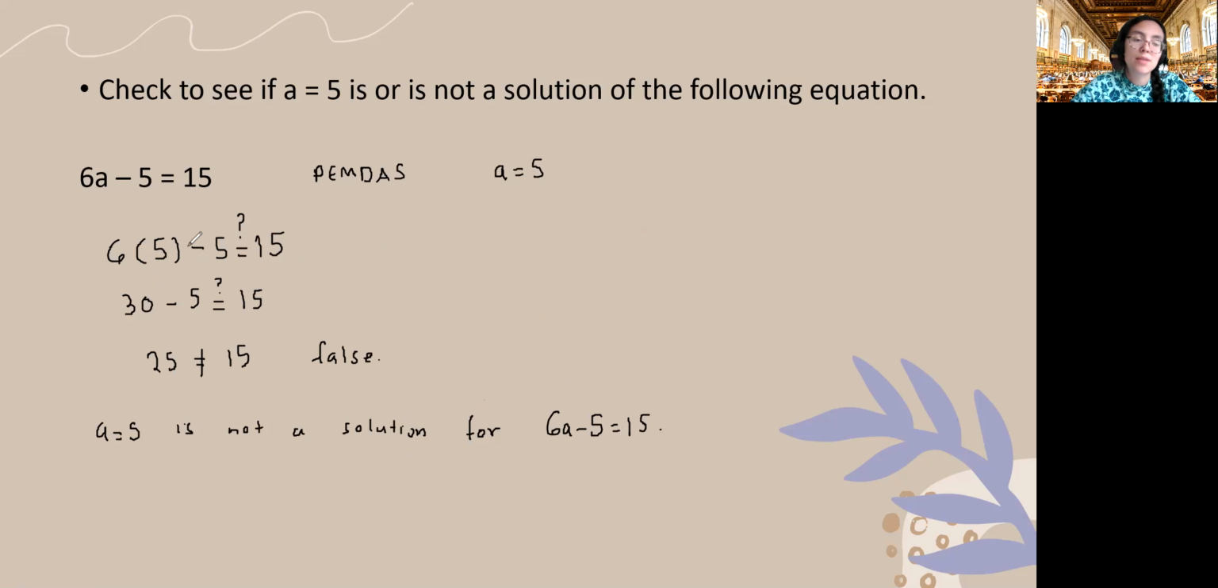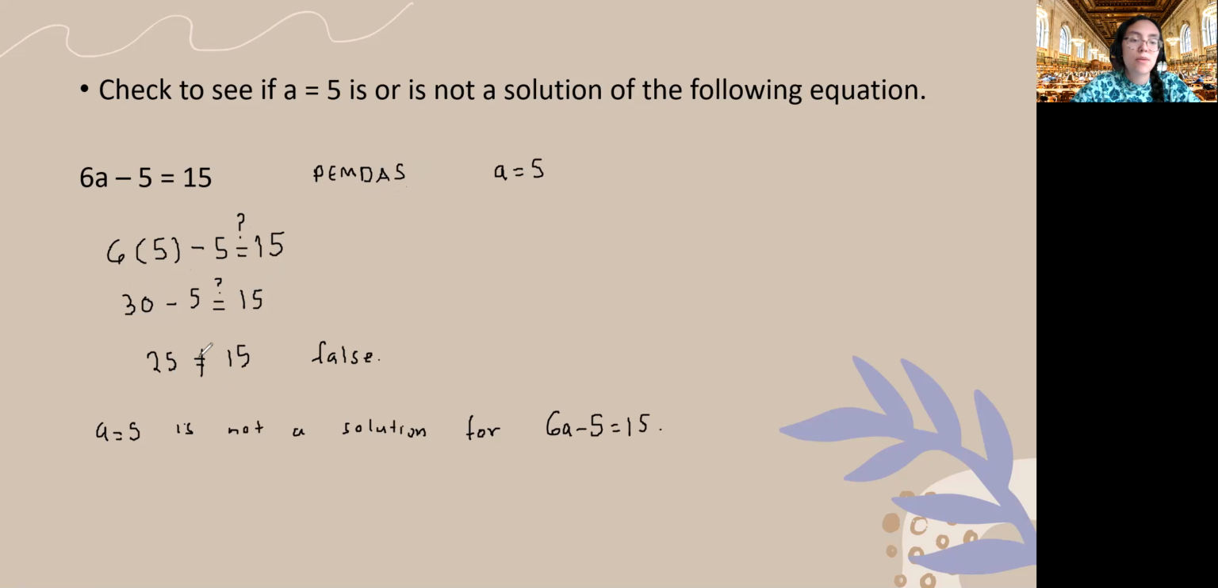Why did we do multiplication before the subtraction? Well, we're following the order of operations, which tells us that multiplication comes before subtraction. So that was relevant to our problem. And why are we writing this question mark? Because we want to see if the left-hand side is equal to the right-hand side, because we're checking to see if this value that we plugged in is a solution or if it's not a solution.